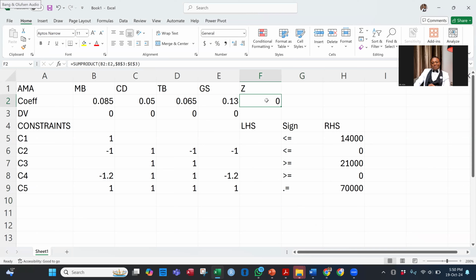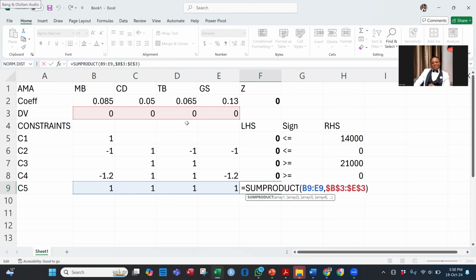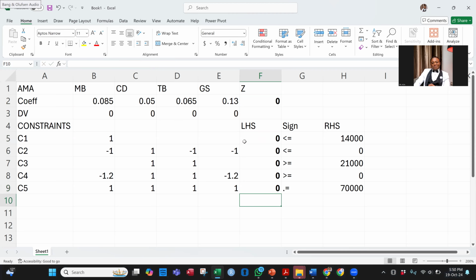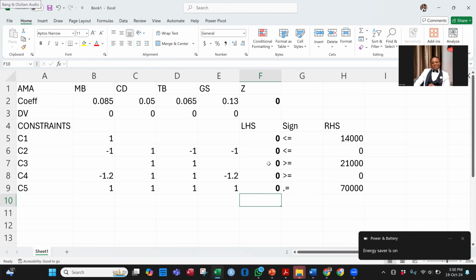Now you are done. Copy this very one for the decision variable and paste it into the left-hand side for each one. So paste the first one and drag it to the others. Now, what that means is that each one will be picking the zeros. As you can see, when I double click, each one is picking the zeros. Formulation, done. Formulation is done and dusted.